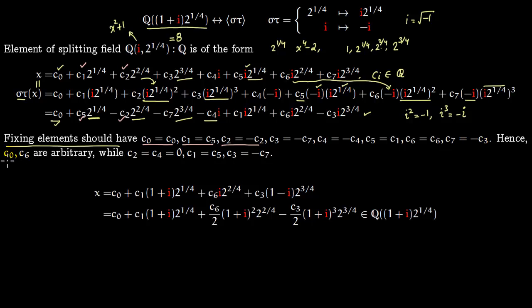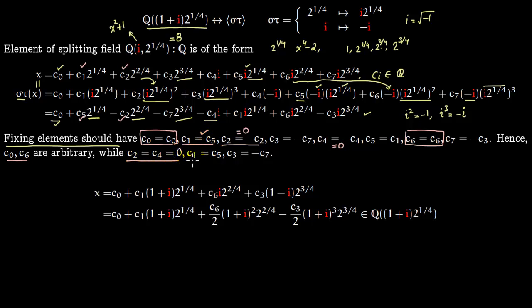Now you can see that C0 and C6 are arbitrary. It doesn't matter what you do, C0 will always come equal to C0 here, and similarly C6 will come equal to C6. So you can put any values here. On the other hand, if you try to solve this, you get 2C2 equals 0, so C2 is just 0. Similarly, C4 equals negative C4 implies 2C4 is 0, so C4 would also be 0.